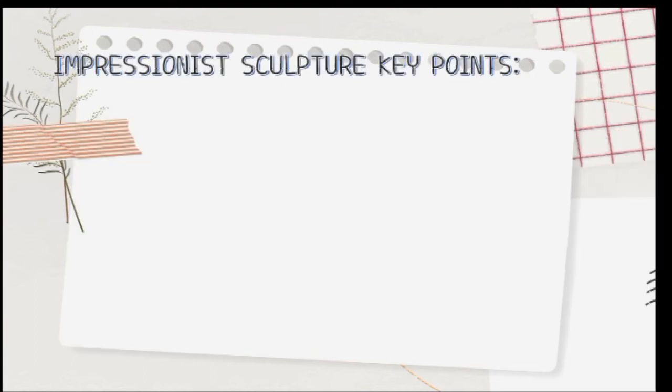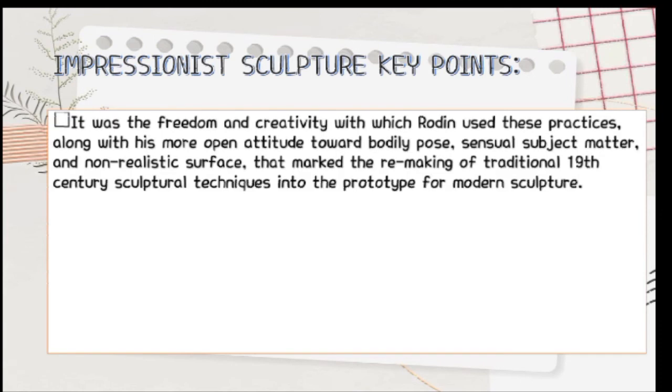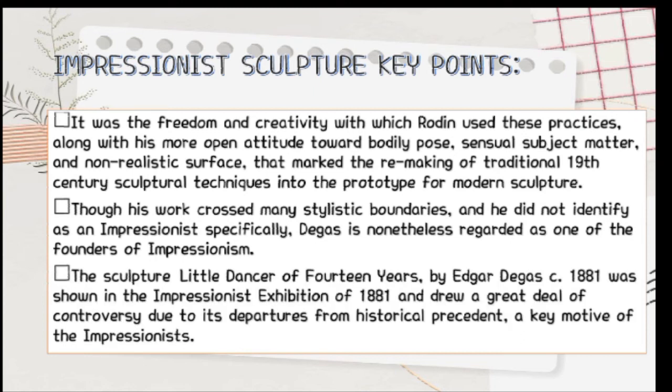It was the freedom and creativity with which Rodin used these practices, along with his more open attitude toward bodily pose, sensual subject matter, and non-realistic surface, that marked the remaking of traditional 19th century sculptural techniques into the prototype for modern sculpture. Though his work crossed many stylistic boundaries, and he did not identify as an Impressionist, Degas especially is nonetheless regarded as one of the founders of Impressionism.